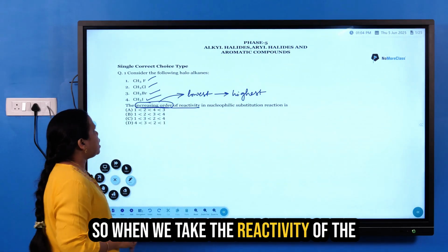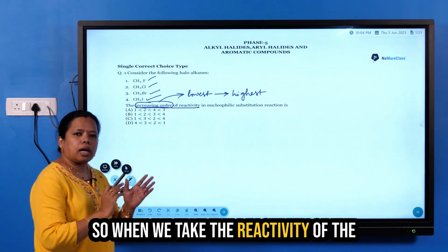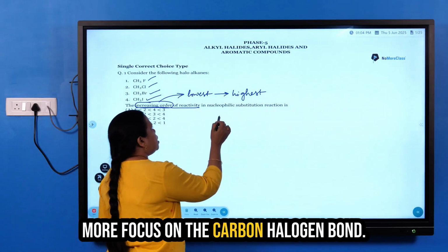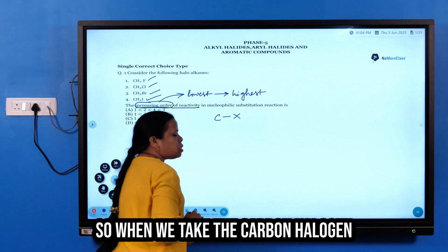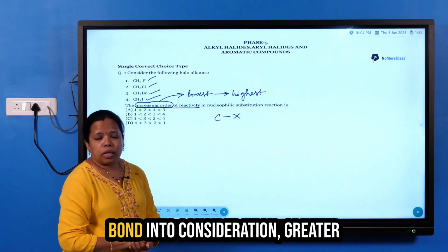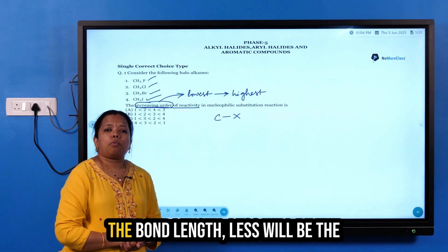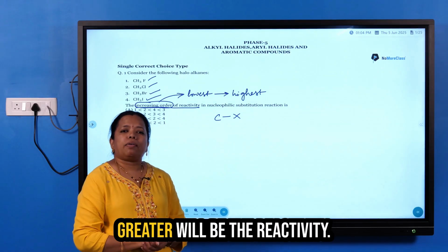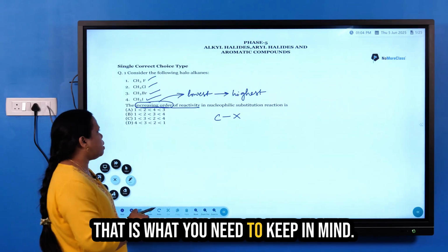When we take the reactivity of the alkyl halide, since the alkyl group is the same here, we are going to focus more on the carbon-halogen bond. When we take the carbon-halogen bond into consideration, the greater the bond length, the lower the bond dissociation enthalpy and the greater the reactivity. That is what you need to keep in mind.